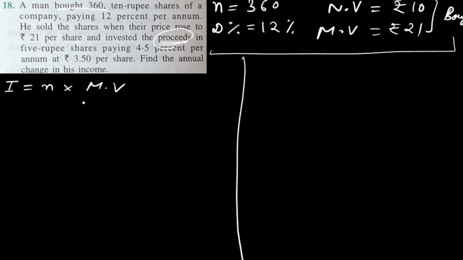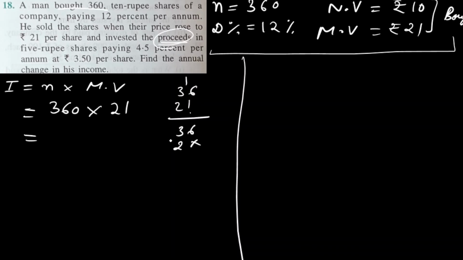What is the number of shares? Number of shares here is 360, into market value is 21. So when I multiply 36 into 21, this is 7560. So investment is 7,560.